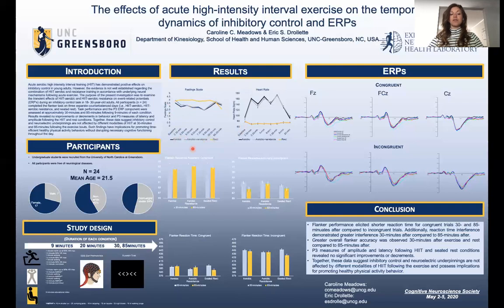Moving on down to the flanker response accuracy for the congruent condition and incongruent condition, we can see that both for congruent and incongruent, participants were more accurate 30 minutes following exercise and rest compared to 85 minutes.